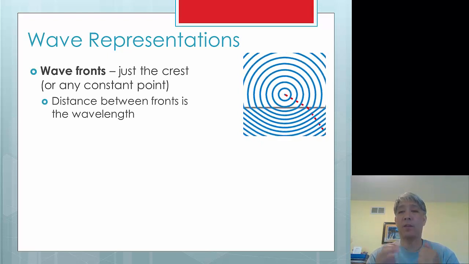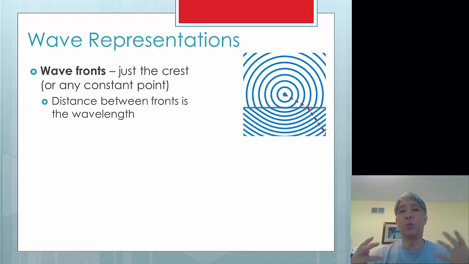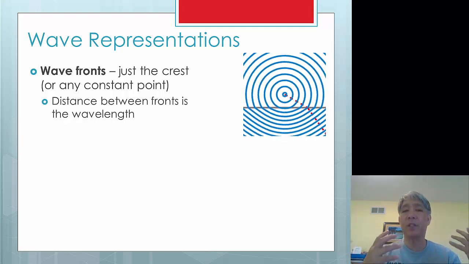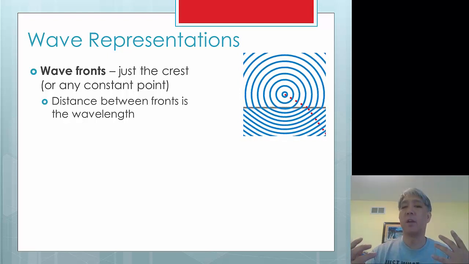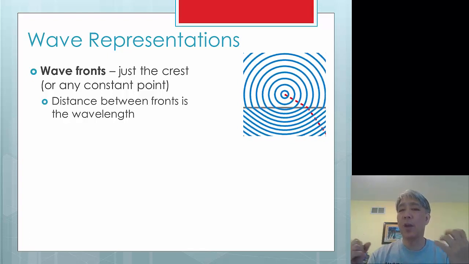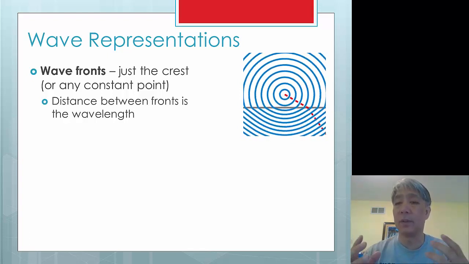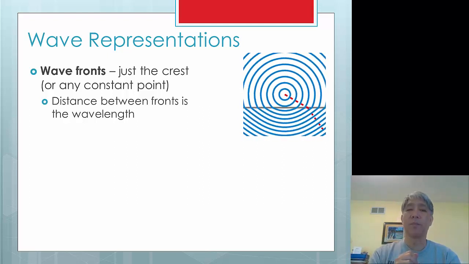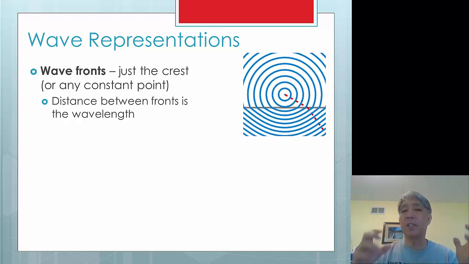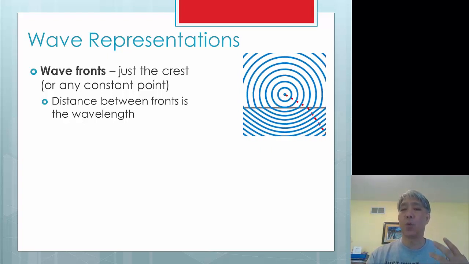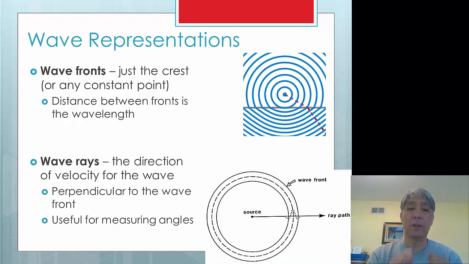Then we have different wave representations. How do we visualize a wave? One way is to use wave fronts, which is pretty much just the crest of the wave. It travels away from the source, in this case the origin of all these circles. Therefore, the distance between the fronts gives us the wavelength.